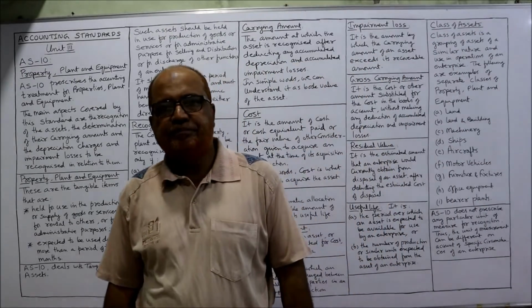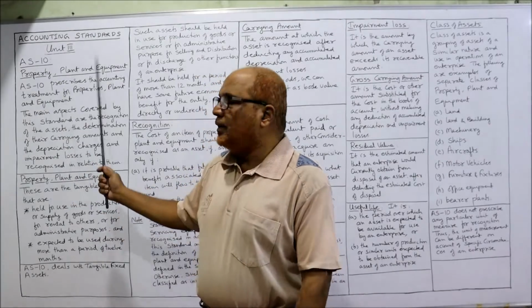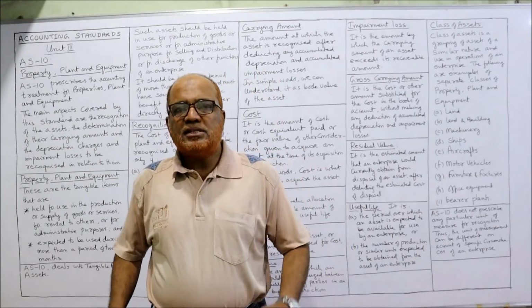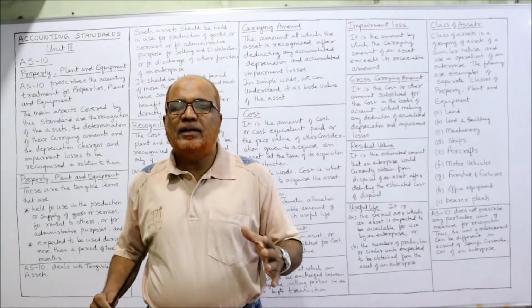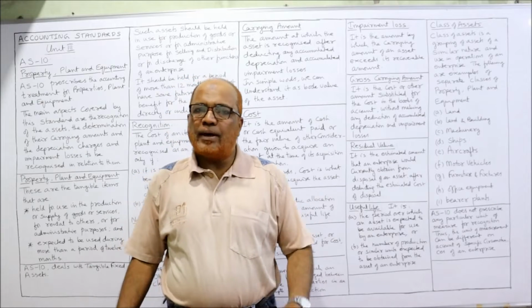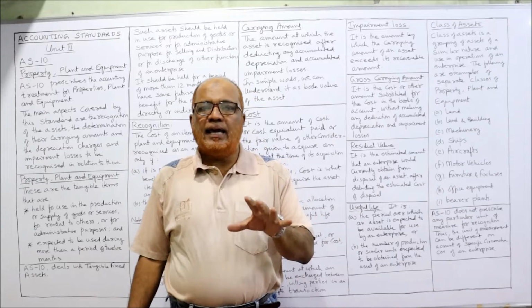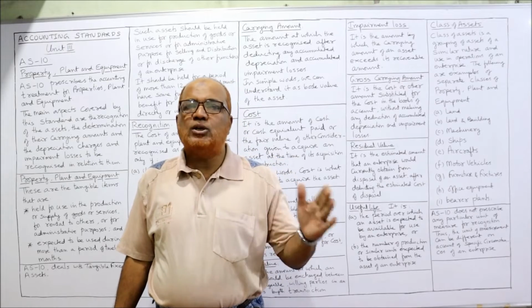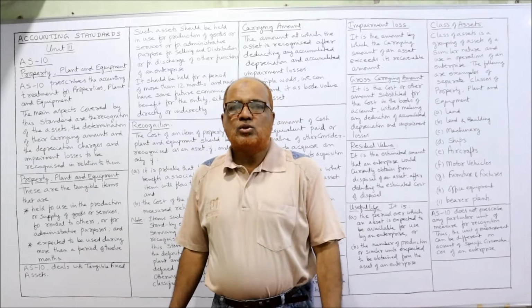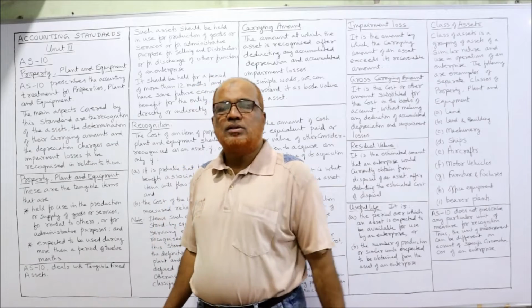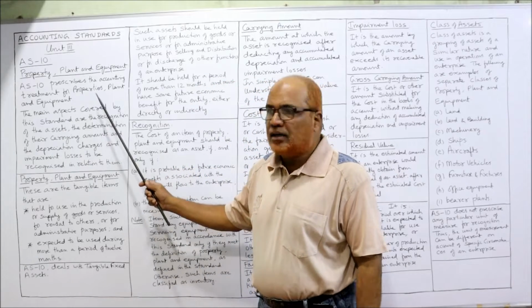Now AS10, property, plant and equipment. This accounting standard is comparatively a big one compared to other accounting standards. So I am splitting AS10 into 3 parts. The first part is in this video, so see carefully what I am going to explain.